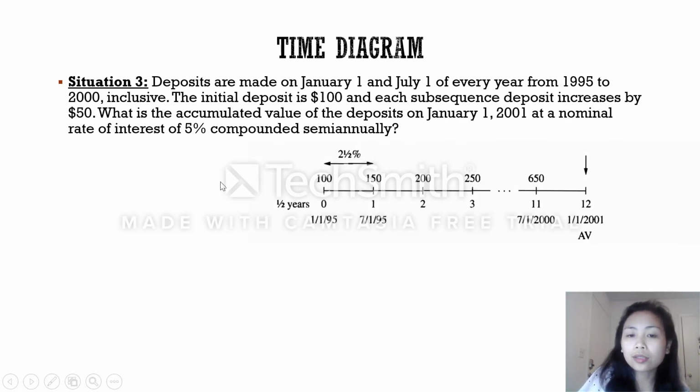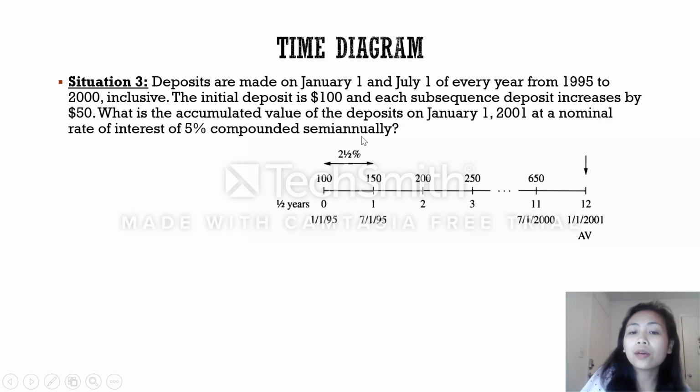So now let's look at the time diagram. Right here we have 1/2 years. That means the period of interest is 1/2. That means from time 0 to time 1 is half a year. It's not 1 year. So it's from January 1st to July 1st of 1995, and then go up one more period. That means one more 6 months, and so on.